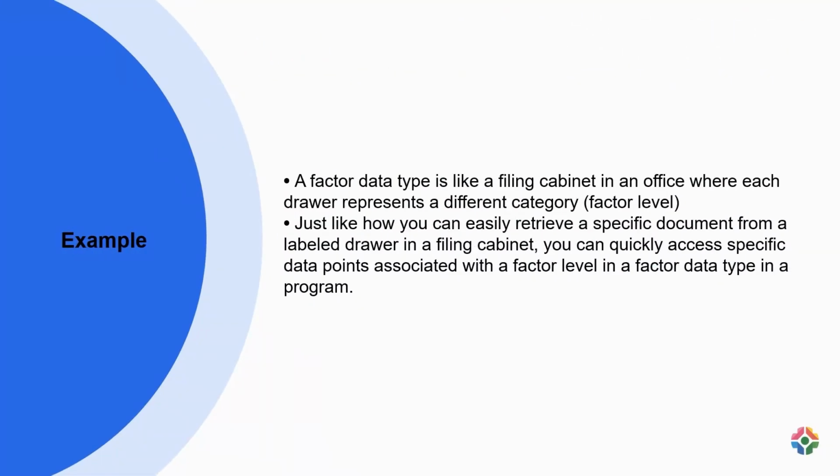A factor data type is like a filing cabinet in an office, where each drawer represents a different category, factor level. Just like how you can easily retrieve a specific document from a labeled drawer in a filing cabinet, you can quickly access specific data points associated with a factor level in a factor data type in a program.